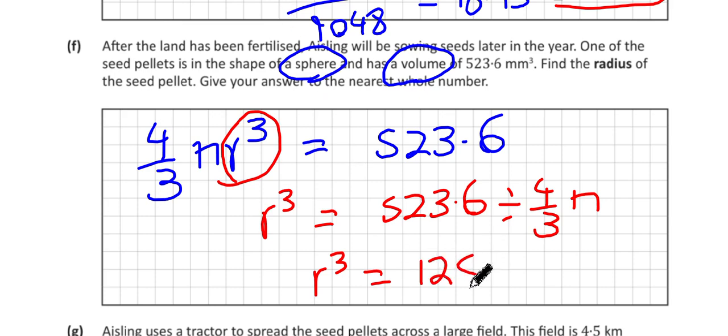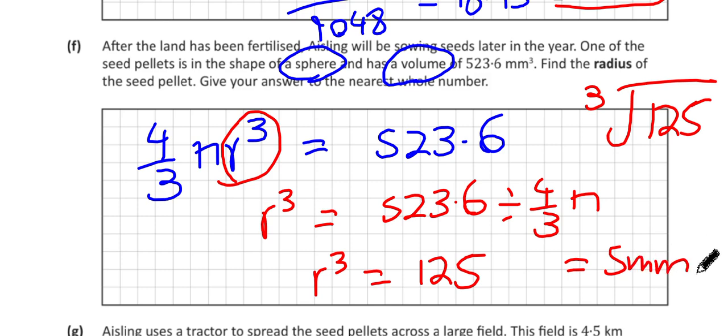And then, what number when you multiply it by itself 3 times gives you 125? So you use what button in your calculator? Cube root of 125. It's 5 millimeters. Right, here we go.